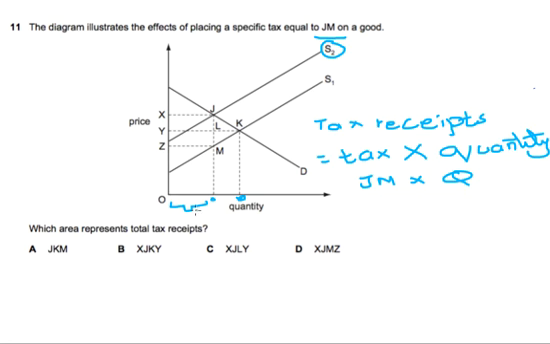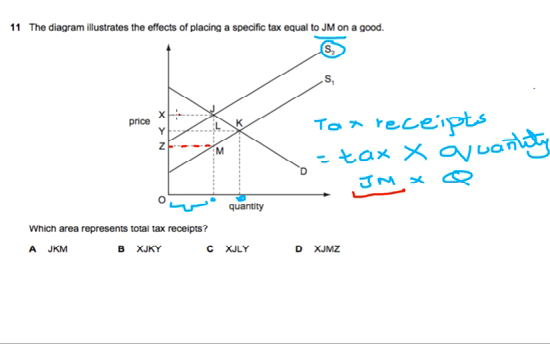So now let's look at which points on the diagram represent the quantity being sold. First we have Jm, which represents the tax, which is this part here. Now we need to find the quantity. So the quantity is this. If we move this upwards and see which distance represents the quantity, we know that it is point Z to point M. So this is the quantity.